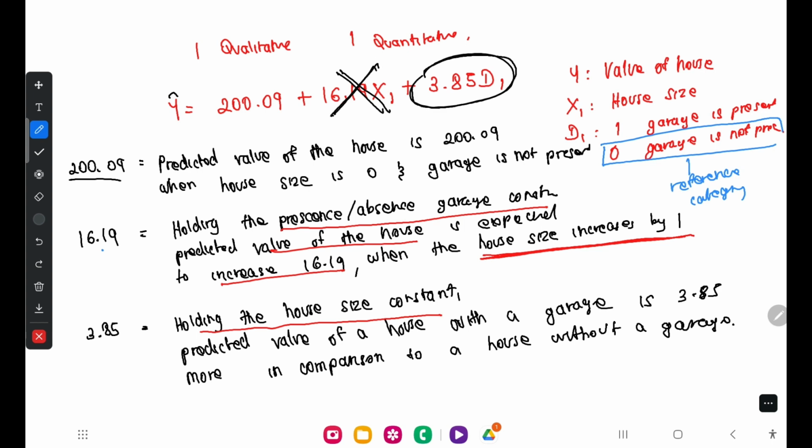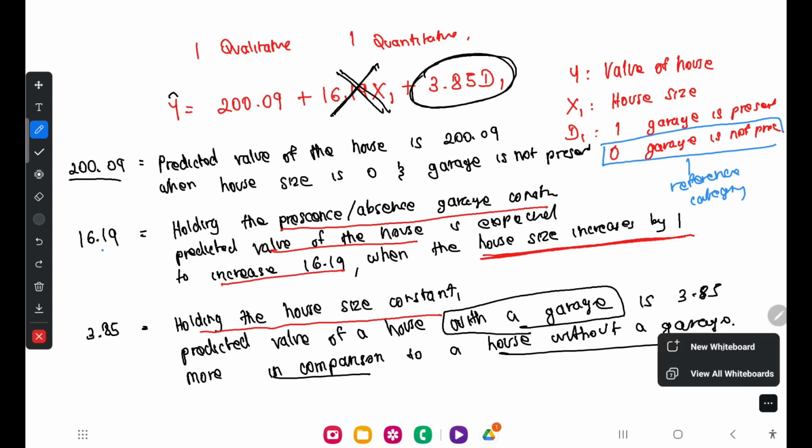Now we are dealing with the quantitative or qualitative variable. Qualitative, that means it's a dummy variable. So we say predicted value of a house with a garage, for what we have put 1 with a garage, is 3.85 more in comparison to the reference category, that is without a garage. Alright.